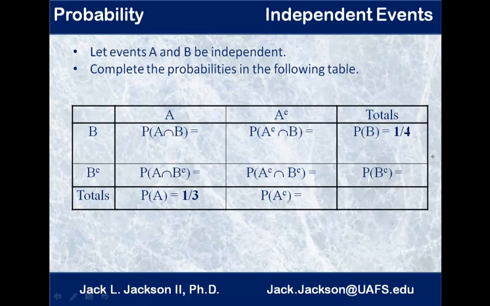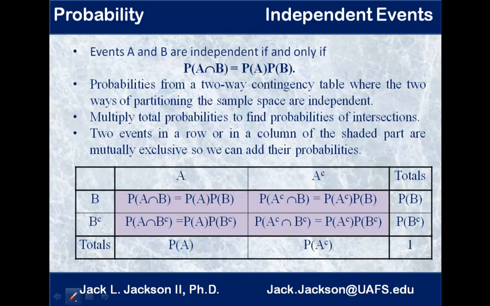Now, also, we can look at independent events. Remember, they're independent if and only if the probability of A intersect B is the product of the probability of A and the probability of B. So what if we have one of these two-way contingency tables? We've got two ways of partitioning the sample space. We've got events A and B, and we've basically got A and not A, and then B and not B.